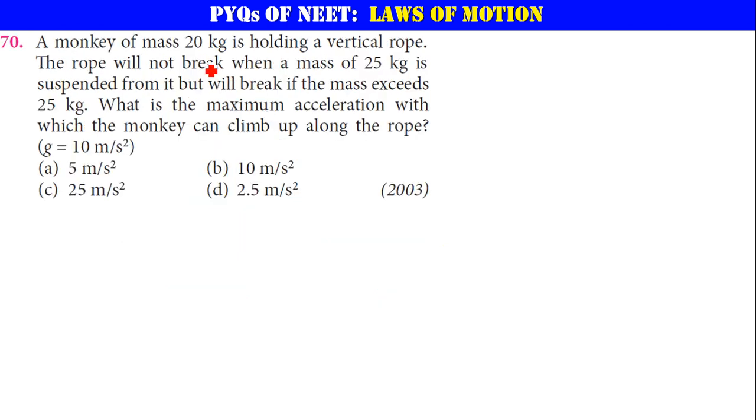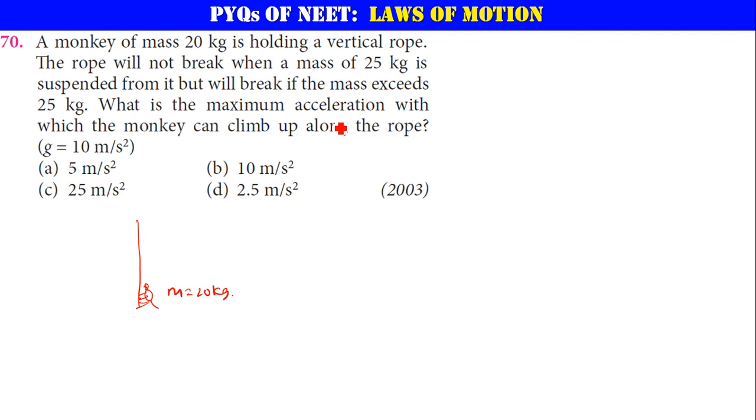Next, a monkey of mass 20 kg is holding a vertical rope. Let us say there is a vertical rope, and now this is our beautiful monkey, and this beautiful monkey is trying to hold this guy. So this mass of this monkey is 20 kg. Very good. He is holding a vertical rope. The rope will not break when a mass of 25 kg is suspended from it, but it will break if the mass exceeds 25 kg. So let us say if the mass of this monkey would have been 25 kg, then right there this rope would be breaking. Next.